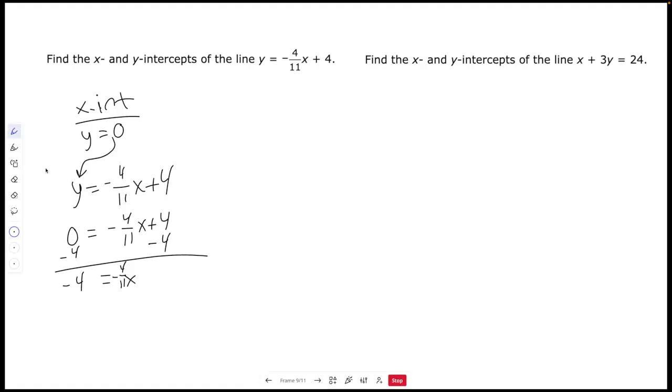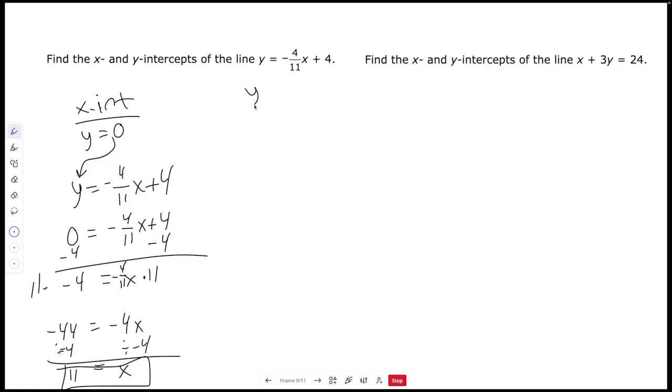And then to clear the fraction, there are two ways you can do it. You can multiply by the reciprocal. Remember, this is divided by 11, so let's multiply by 11 on both sides. We get -44 equals -4x. Last step is to divide by -4. And we get x equals +11, final answer. All right, that's the x-intercept.